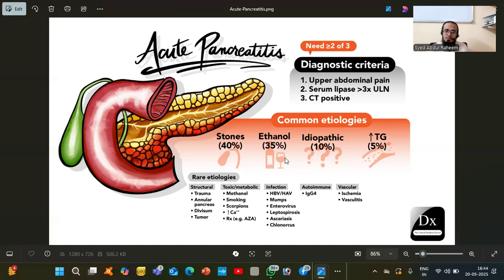Next, idiopathic. Idiopathic means unknown. Unknown reasons are also there. And another one is thromboglobulin. It is an important thing. If it increases, acute pancreatitis also occurs.